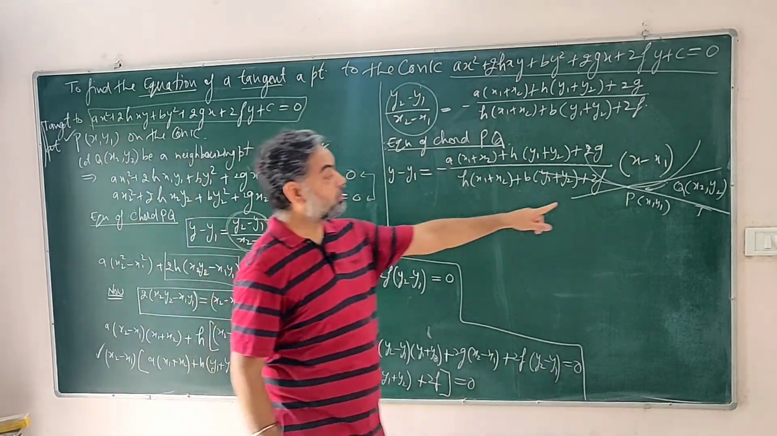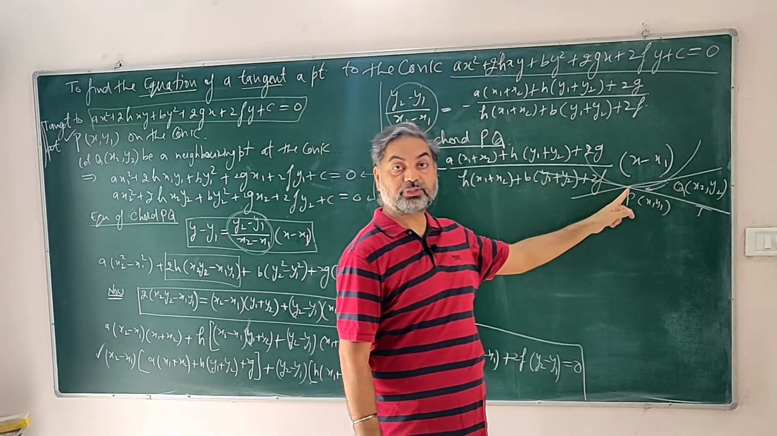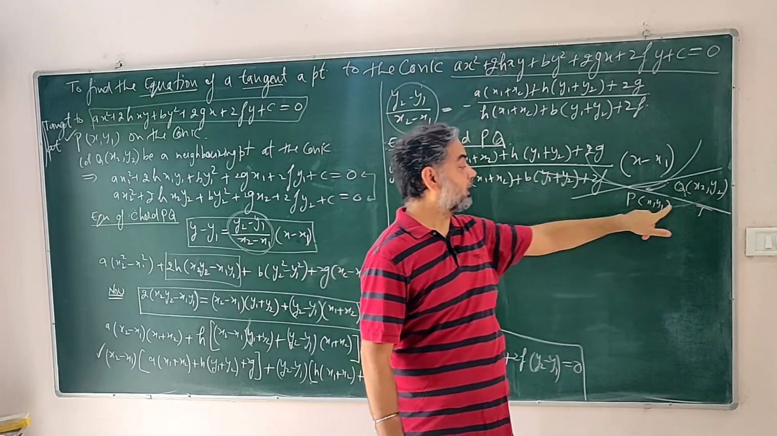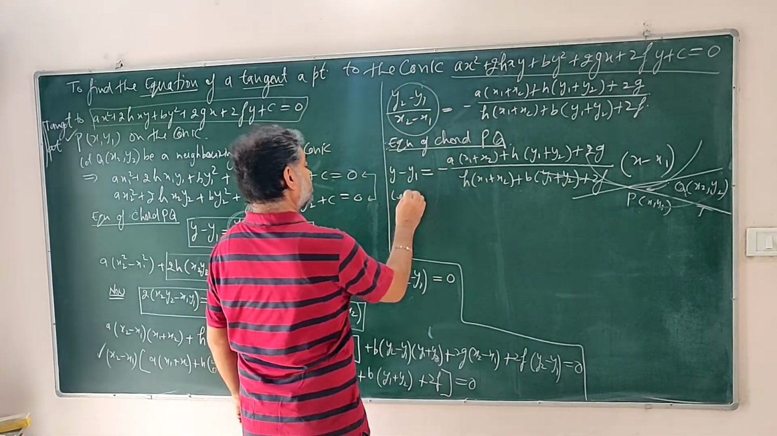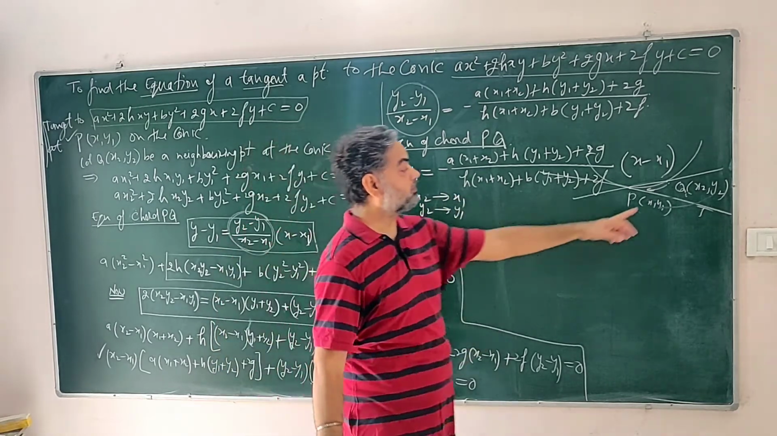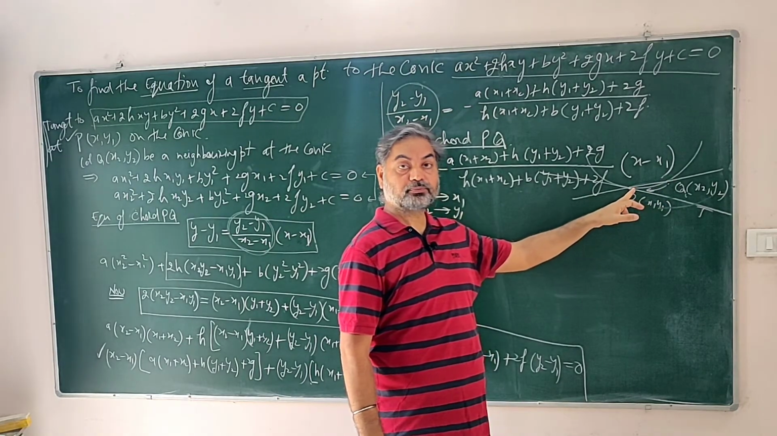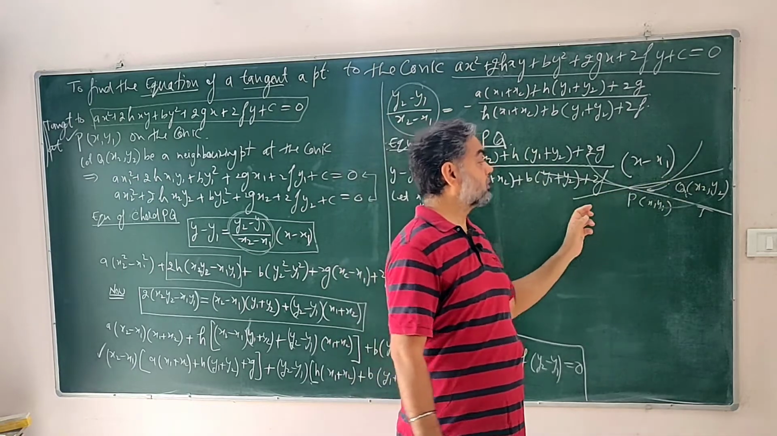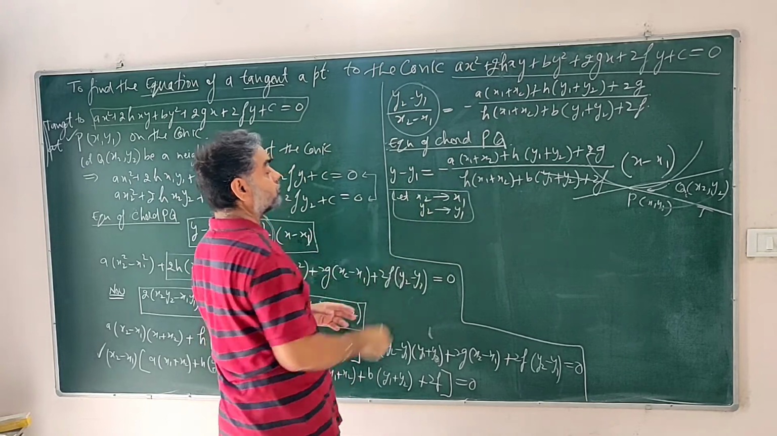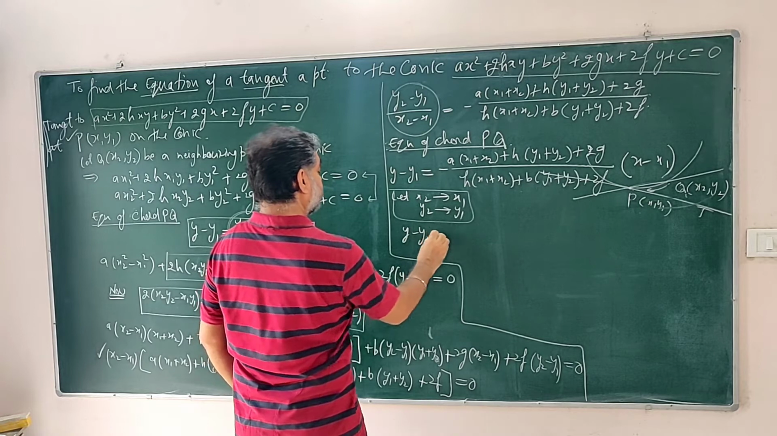So this chord PQ will become tangent at P if Q coincides with P. And Q coincides with P means x2 approaches x1 and y2 approaches y1. So let x2 approach x1 and y2 approach y1. That means let Q approach P. So when Q approaches P, this chord becomes the tangent at P. So in this equation, let x2 become x1 and y2 become y1.